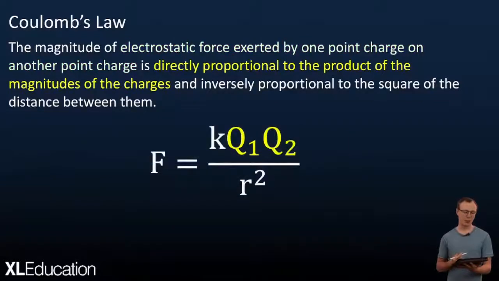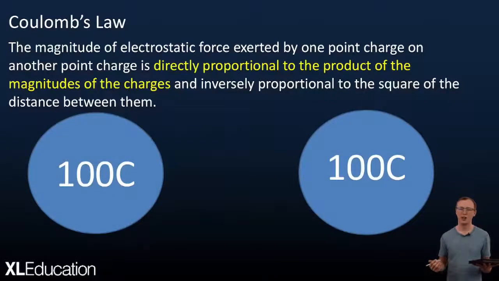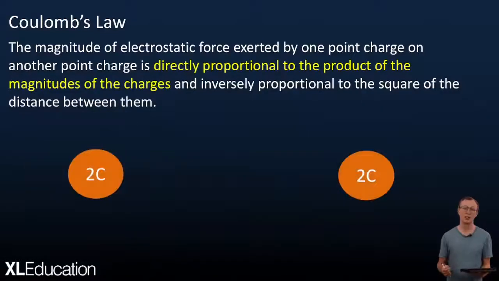The next bit says directly proportional to the product of the magnitudes of the charges. All that means is the bigger the charges are, the greater the force is. Bigger charges give bigger forces. Smaller charges give smaller forces, i.e. they don't pull or push each other away with as much force.